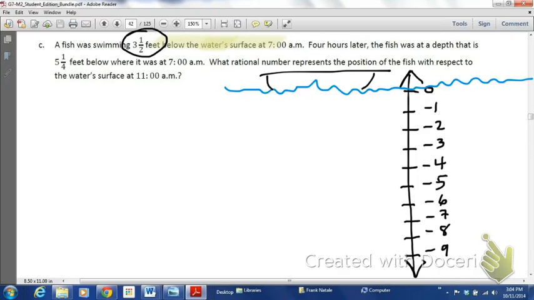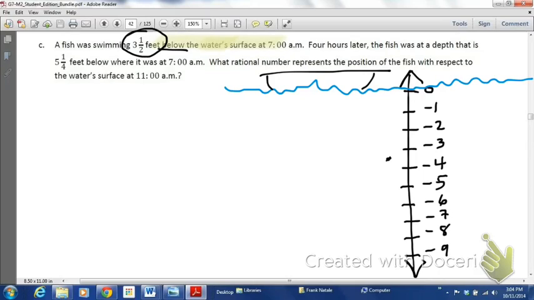So that's a negative 3.5. So let's go down there, and that's about right there. That's where the tail of our arrow is. That's negative 3.5. Okay, 4 hours later, the fish was at a depth that is 5 1/4 feet below where it was at 7 a.m. Okay, so where it was at 7 a.m. is right there at negative 3.5.